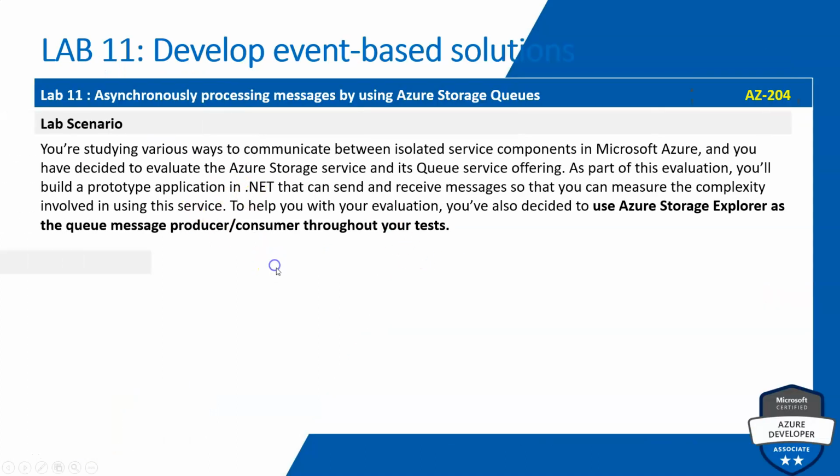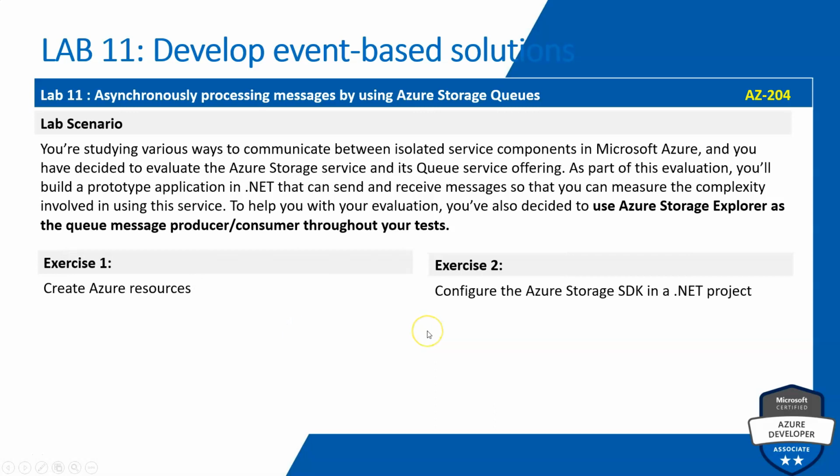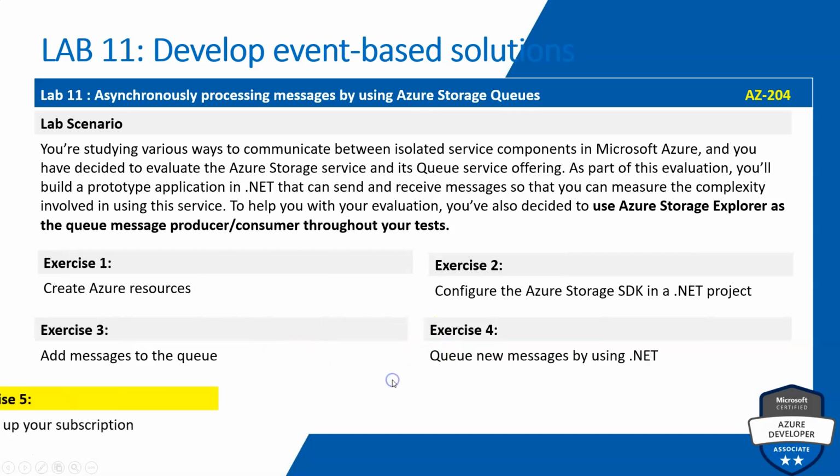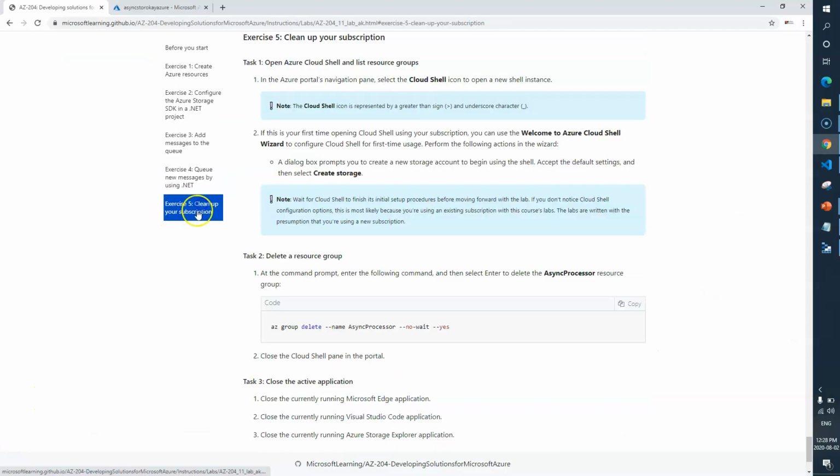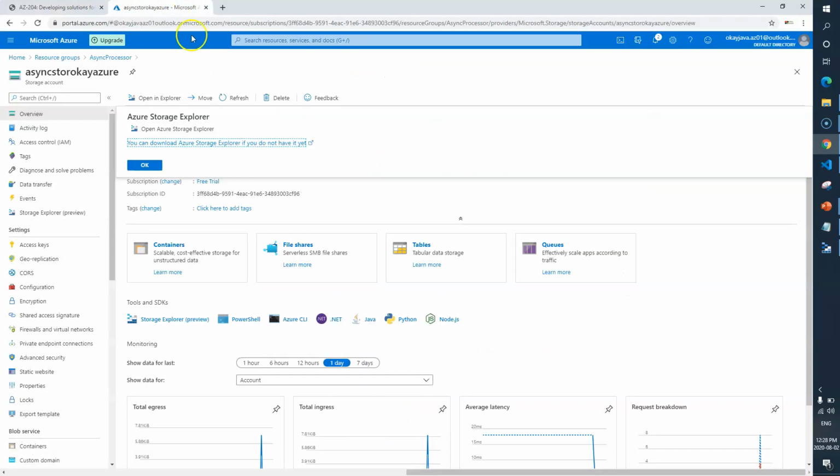So here is the lab scenario, and so far we are done with exercise 1, exercise 2, exercise 3, exercise 4, and in this video we'll work on exercise 5. So here we are, exercise 5. It says clean up your subscription. So it says go to your portal and open Cloud Shell and run this particular command to clean up your resources. So I'll go back here.